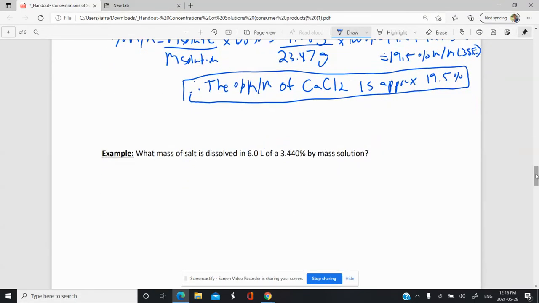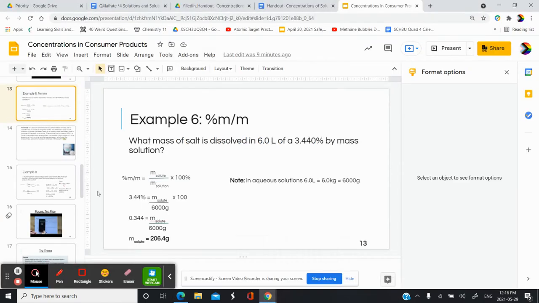Let's take a look at the next one. What mass of salt is dissolved in 6 liters of a 3.44% by mass solution? So when we look at this question, we need to take into consideration what the mass of the solution is going to be. Now, we're looking at an aqueous solution here. And so I want to be clear what that means for us in terms of the mass, and I'm referring to this note here.